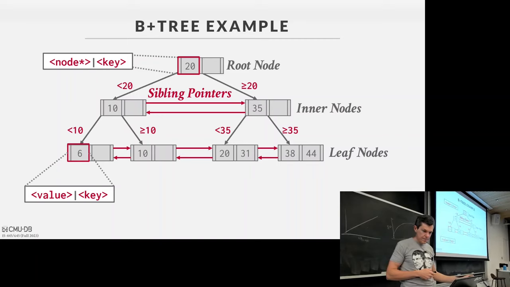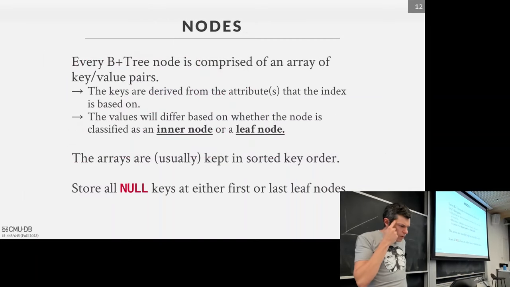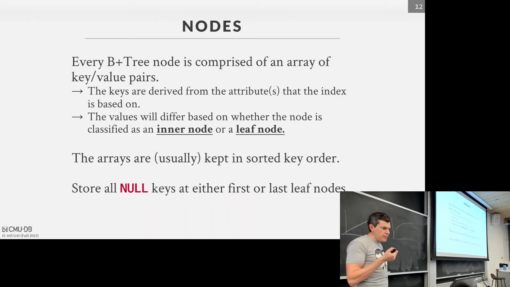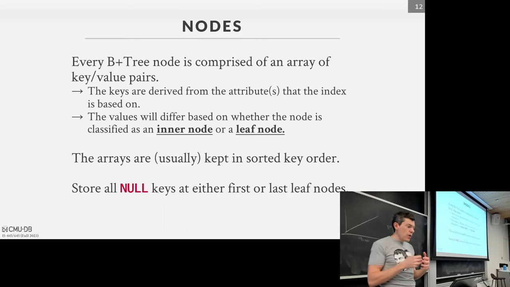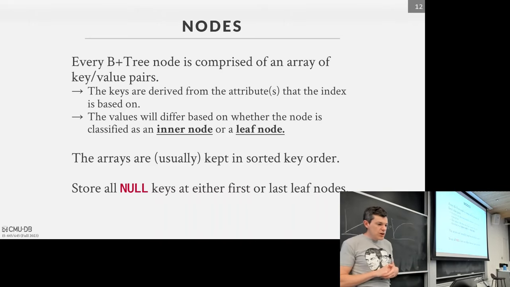All right, so the nodes themselves are going to be basically arrays of key value pairs, and the keys are going to be derived from whatever the attribute that the index is based on from the table. So say I build an index on table foo, columns ABC. The key itself will be copies of the values for every single tuple in ABC.